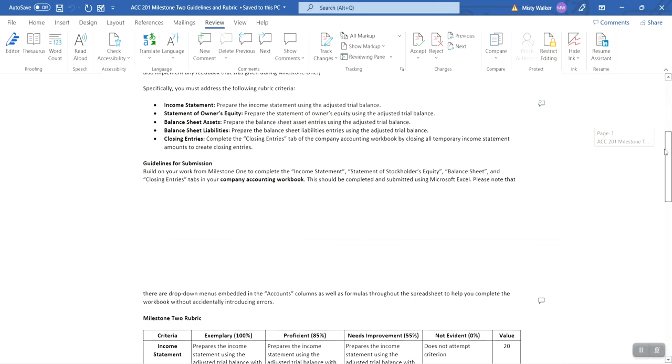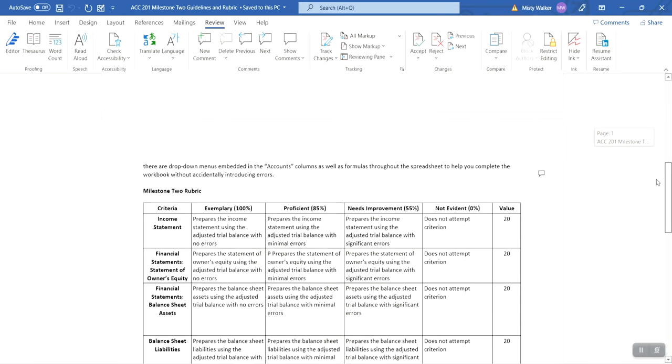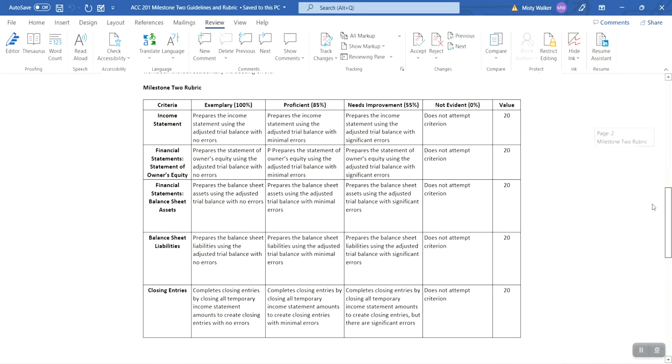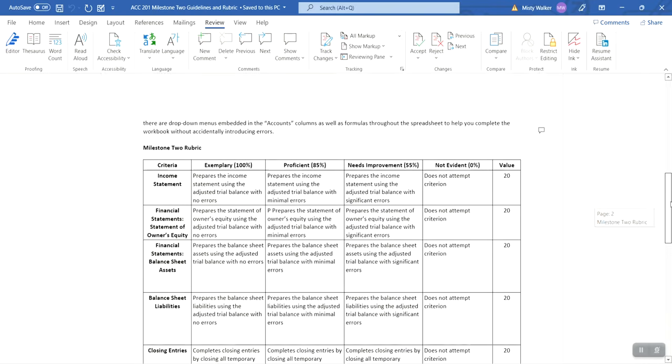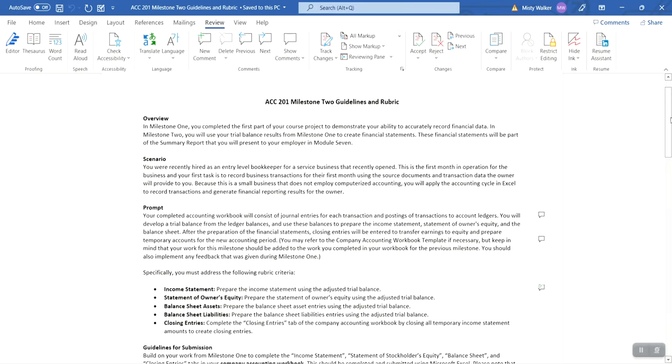So you'll also find in the Milestone 2 Guidelines and Rubrics document, again, the rubric that will tell you specifically what would be required from you to perform your best or achieve an exemplary demonstration in this task. So as always, it's very important for you to familiarize yourself with the rubric so that you do know exactly what is expected to maximize on the points available.